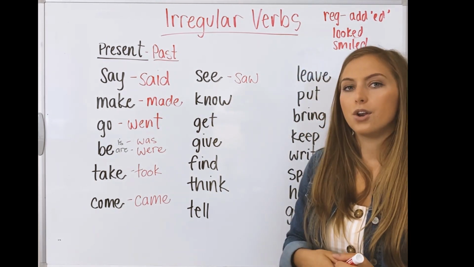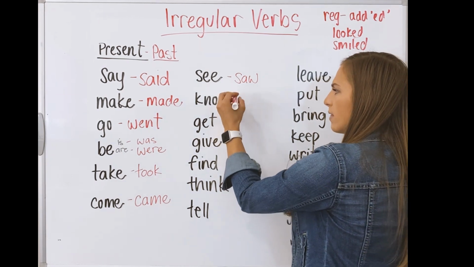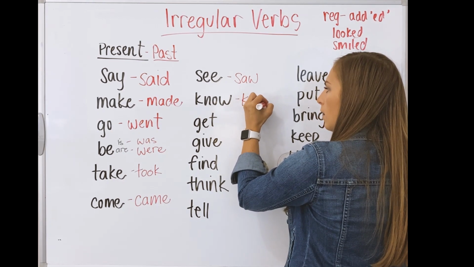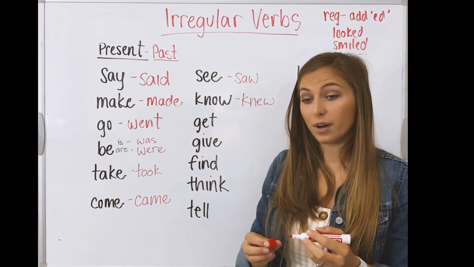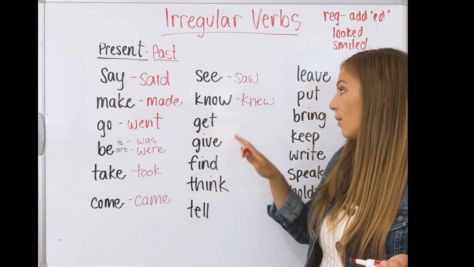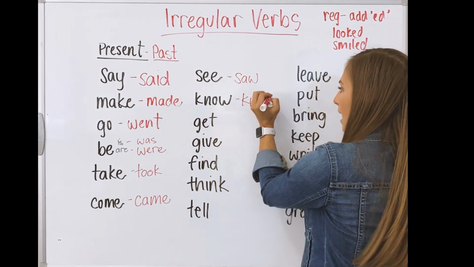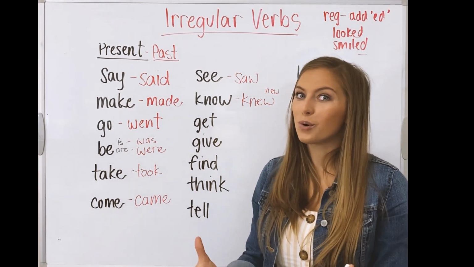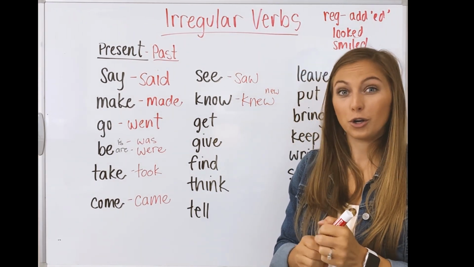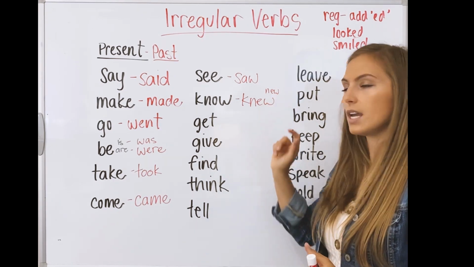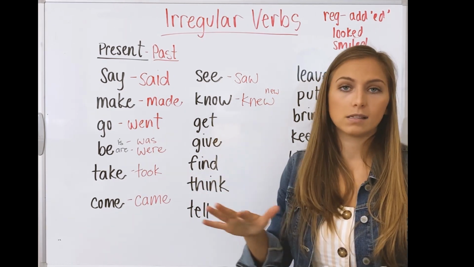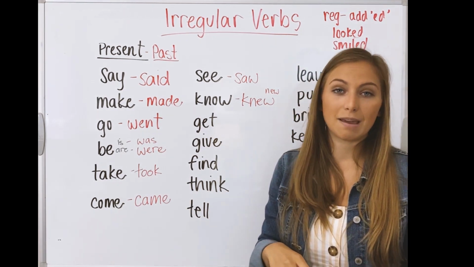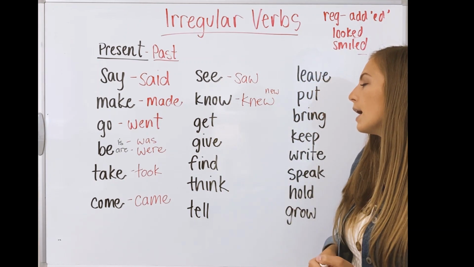All right, next, know. The only letter that changes in know is the O to an E. Knew. So this sounds like the word new, like a brand new car, right? If you buy a car new, the pronunciation is the same. The K is silent. The meaning is different, but the pronunciation is the same. Knew, right?